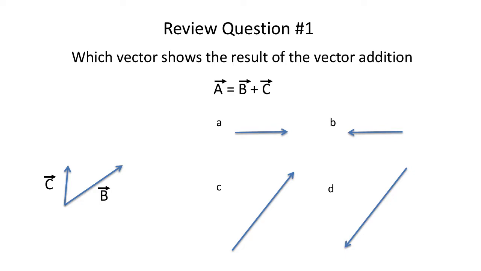I think some of you have probably taken it upon yourselves to figure this out because last time we had a little bit of a struggle. I'm going to deliver this question. Which vector shows the result of the vector addition A equals B plus C? The vectors on the screen are B and C right here on the left. And you have 4 choices.